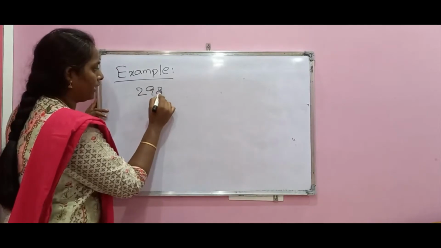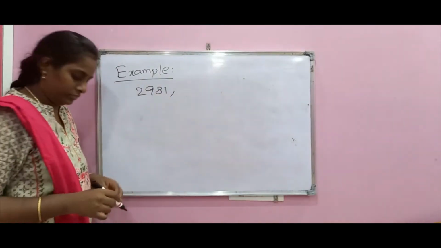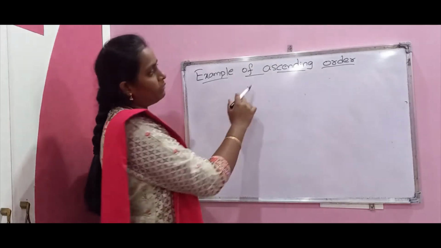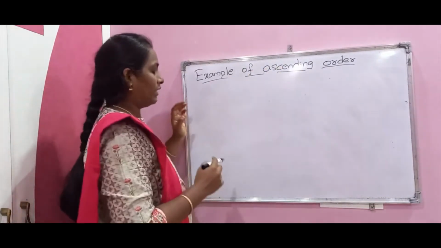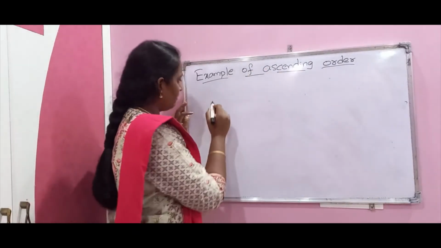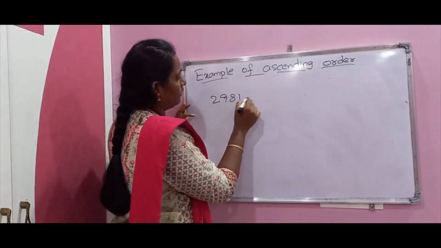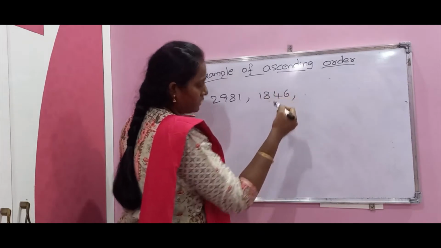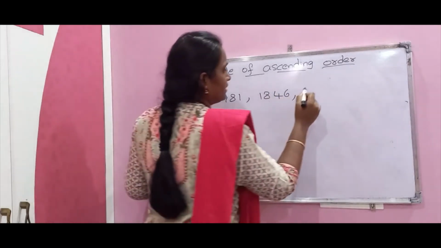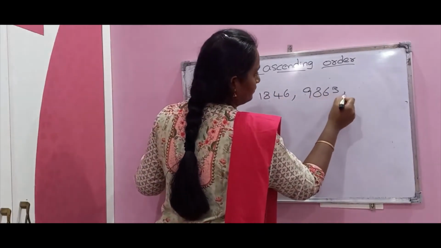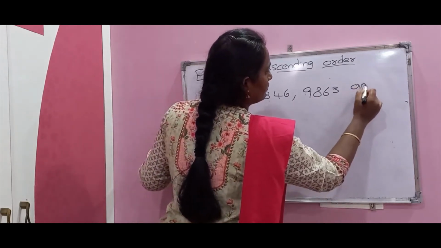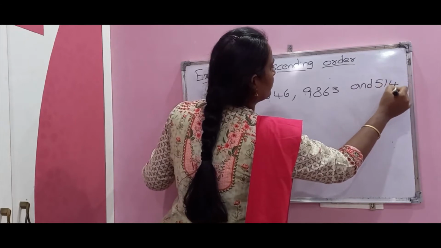2981. Example of ascending order. 2981, 1846, 9863 and 5143.